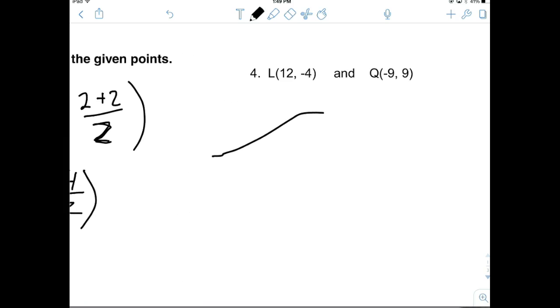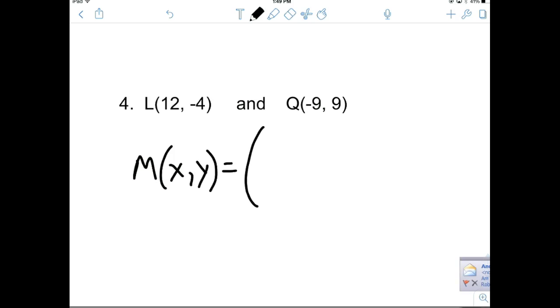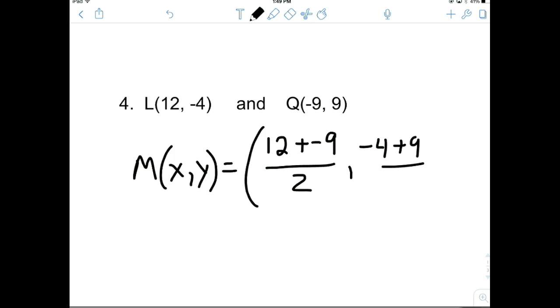Number 4. Same idea here. We're going to try to find a midpoint. It's going to be a coordinate (x, y). Your coordinate will have a 12 and a negative 9 for the x's, and then a negative 4 and a positive 9 for the y's. We've got 12 plus a negative 9, which is really like 12 minus 9. That's a 3 on top and a 2 on bottom.